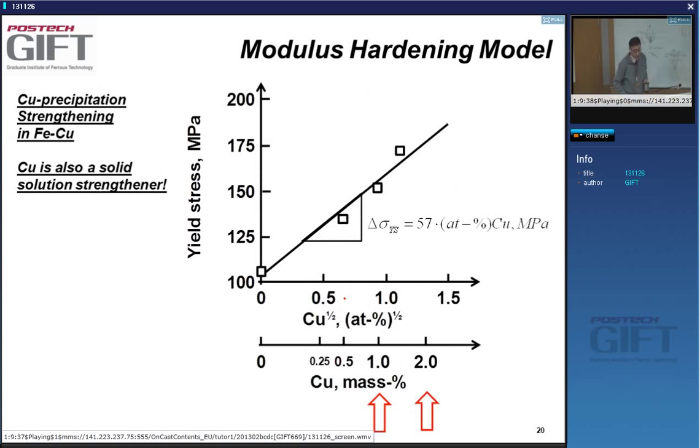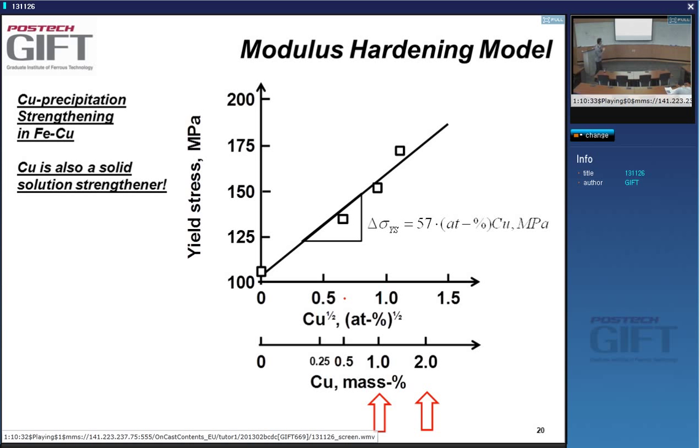So let's see what we get in practice, in the last few minutes, for iron copper. So you make measurements, and you extract from your measurement the strengthening effect due to precipitation. The first thing you have to do is remove the effect of copper solid solution, because when you add copper for precipitation hardening, you also have copper in solution. So you have copper precipitates and some of the copper remains in solution, and that copper has a solid solution hardening effect.